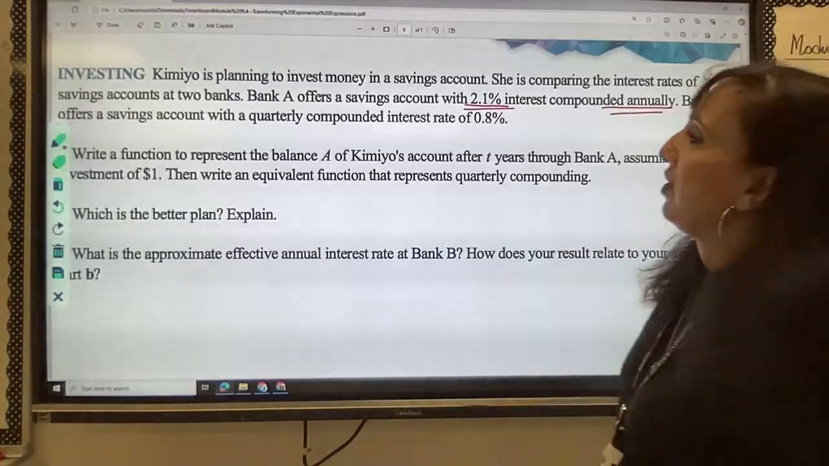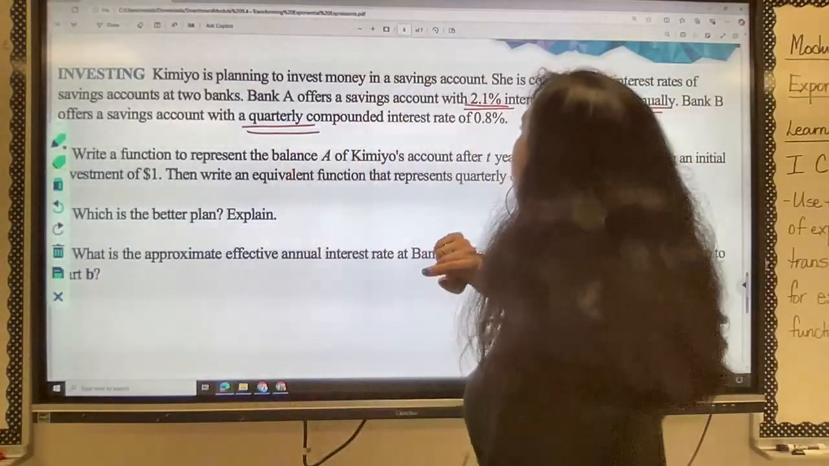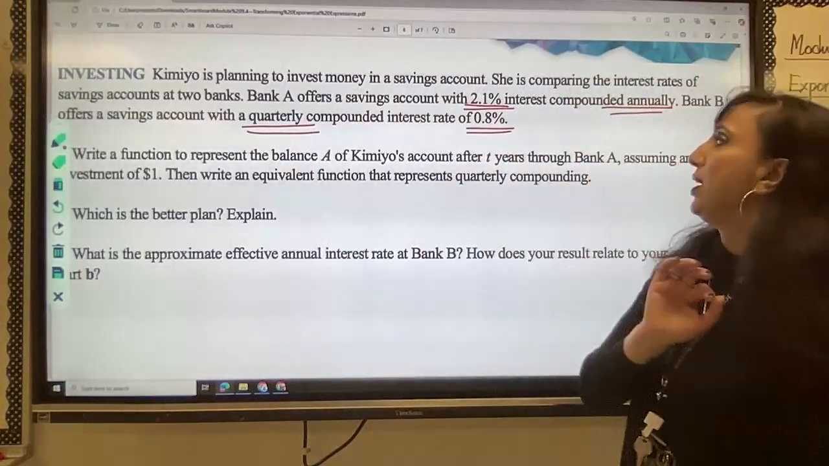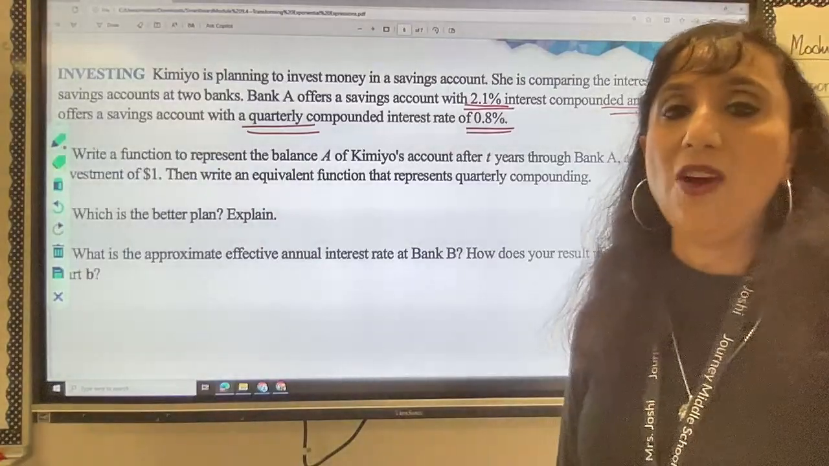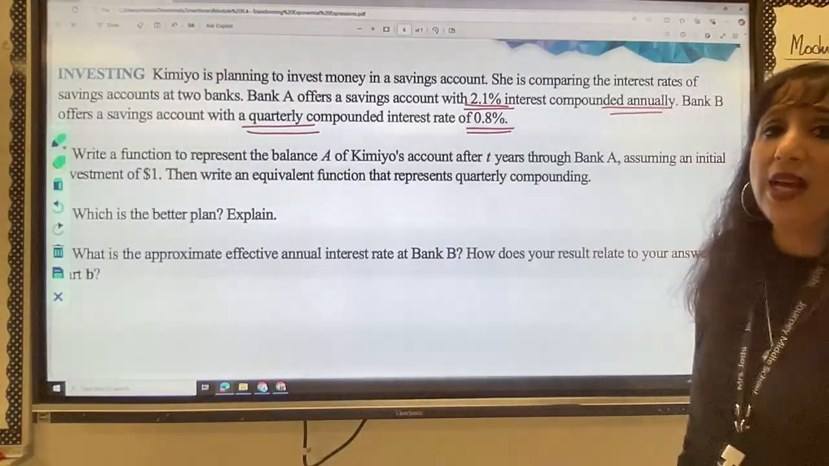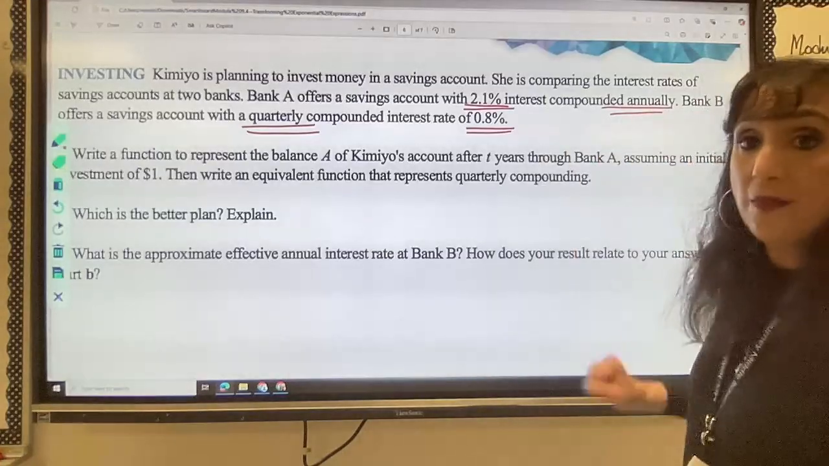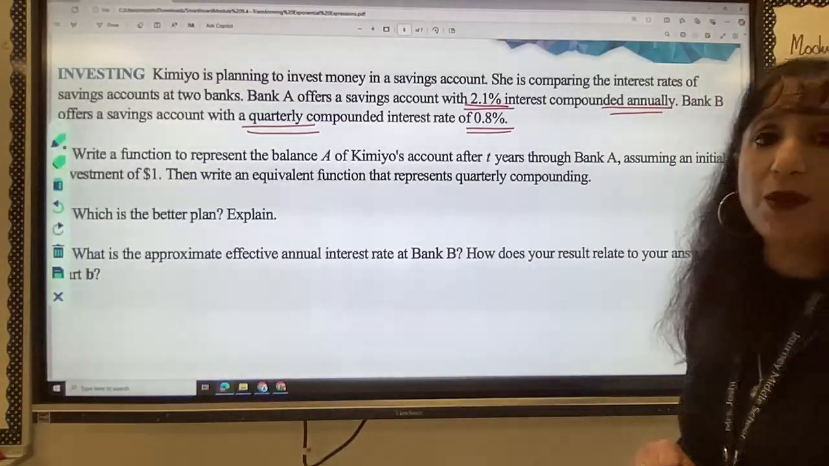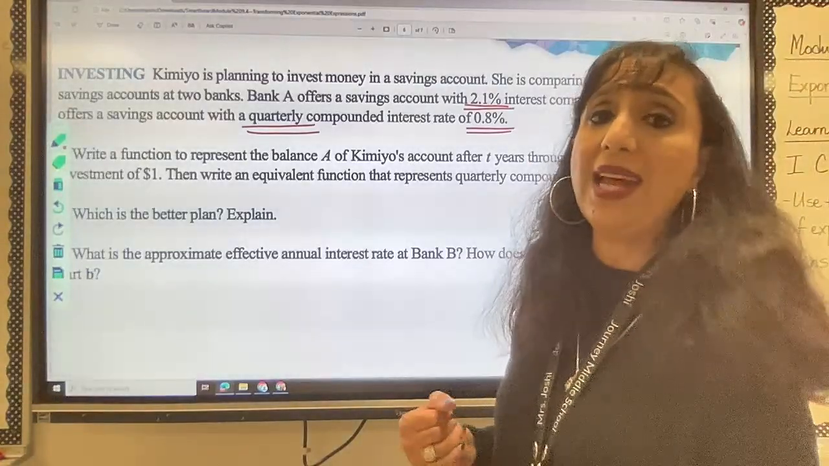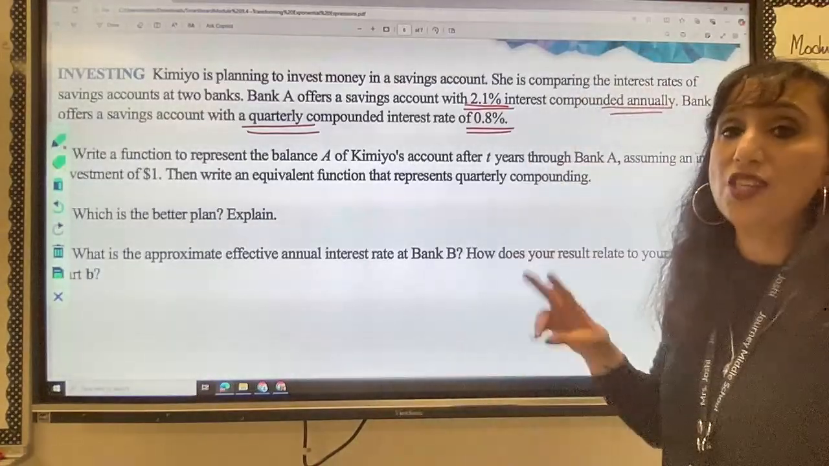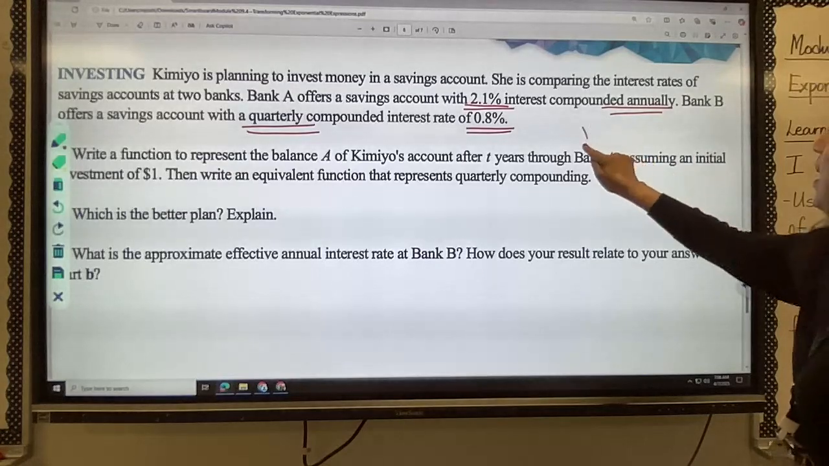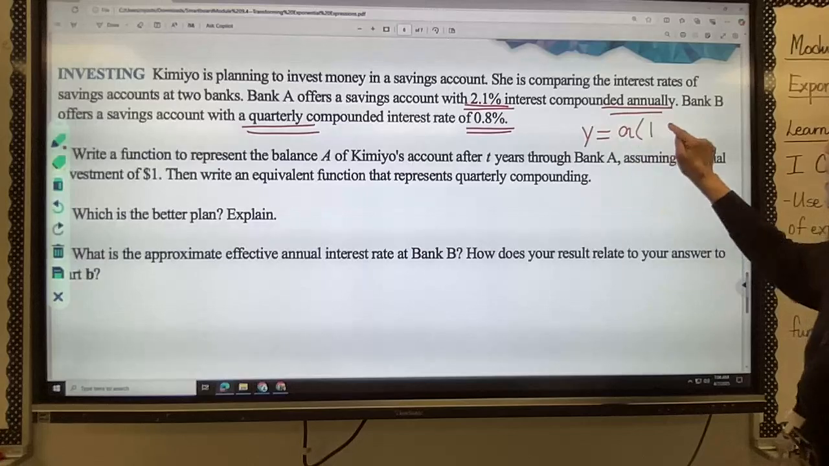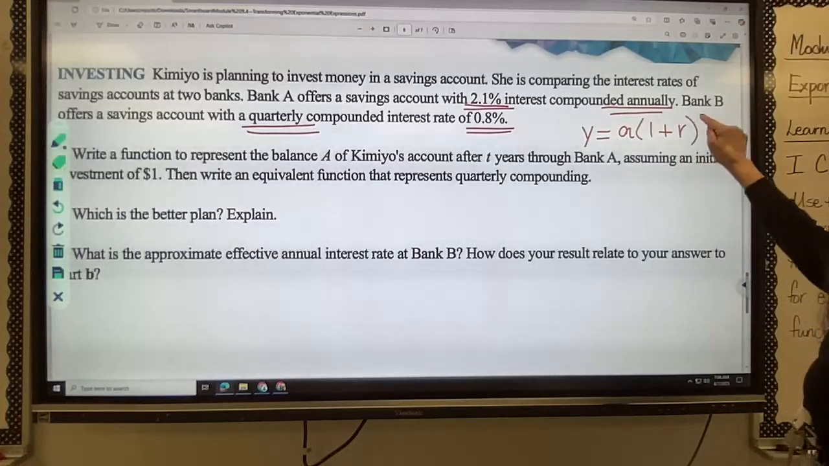Bank B offers a savings account with a quarterly compounded interest rate of 0.8%. So we're going to write a function to represent the balance A of Camille's account after t years through Bank A, assuming an initial investment of $1, and then we're going to write an equivalent function that represents quarterly compounding. We know that our equation for exponential growth is y is equal to a times 1 plus r, and we have t.